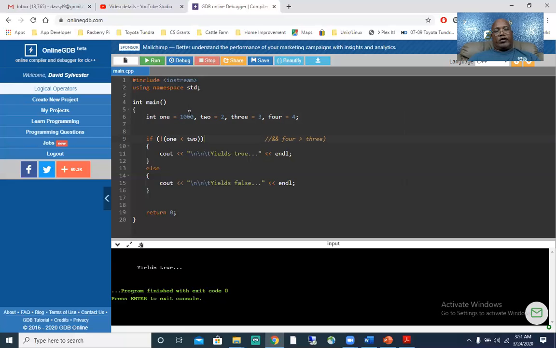Oh no, we changed the value to 1,000. So 1,000 less than 2, that's false, but then this not turns it to true. I forgot I had changed this from 1 to 1,000. So you've got to be very, very careful when using the not. All right, so let's get back to the notes.